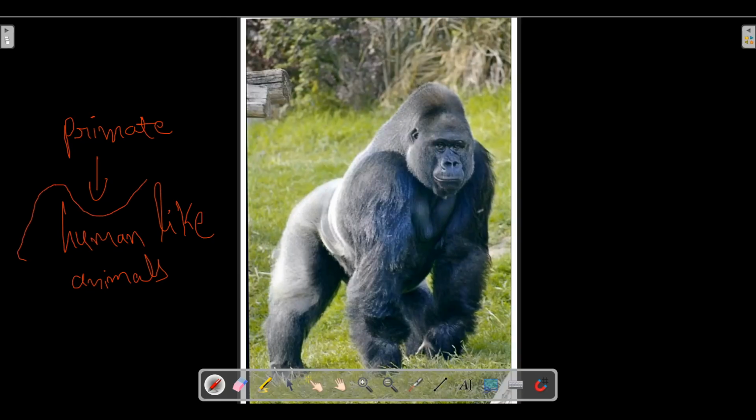If we talk about the non-technical definition, the technical zoological definition is very different. But we are talking about the crude, layman definition. According to the layman definition, primate means human-like animals. For example, this animal is visible on the screen.